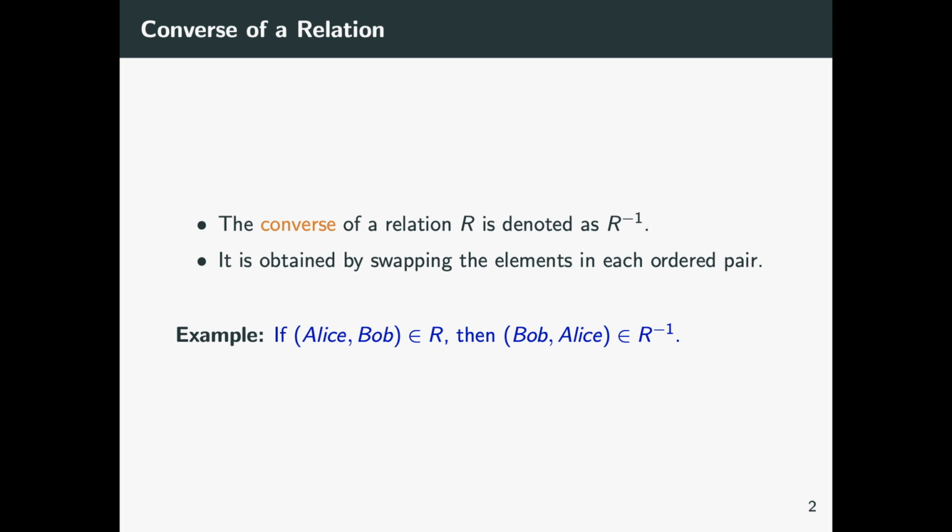For example, consider the relation R is a parent of. If the ordered pair Alice-Bob is an element of this relation, which means that Alice is a parent of Bob, then Bob-Alice is an element of the converse relation, which we can interpret as Bob is a child of Alice.